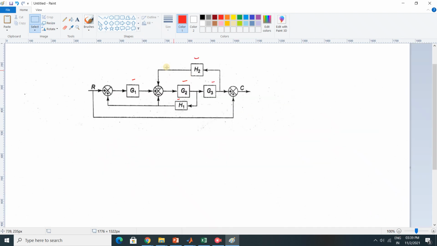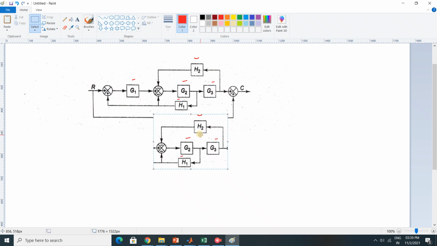Suppose the system is a much more complicated system like this. Suppose we have a system in this form, connected over here. Suppose we have feedback like this.